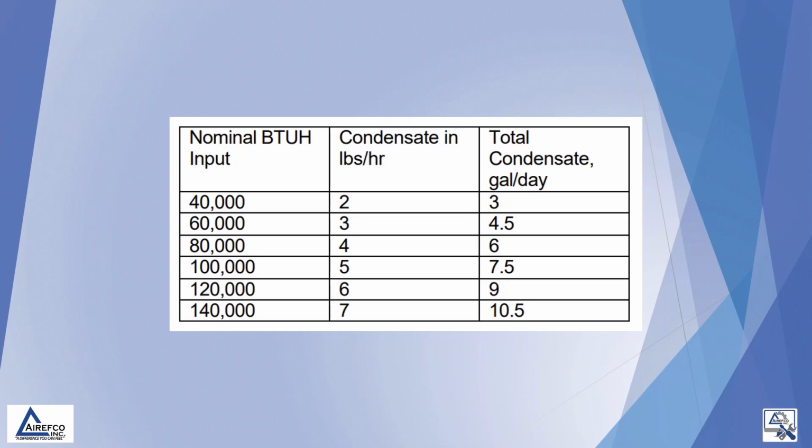The reason that you need to check local codes is that some local codes regulate the amount of condensate that they allow into their system. A chart, usually in a bulletin or the product data for the furnace, will tell you how many gallons per day that a certain furnace will produce. In this case, you see that a 140,000 BTU furnace will produce 10.5 gallons of condensate per day.